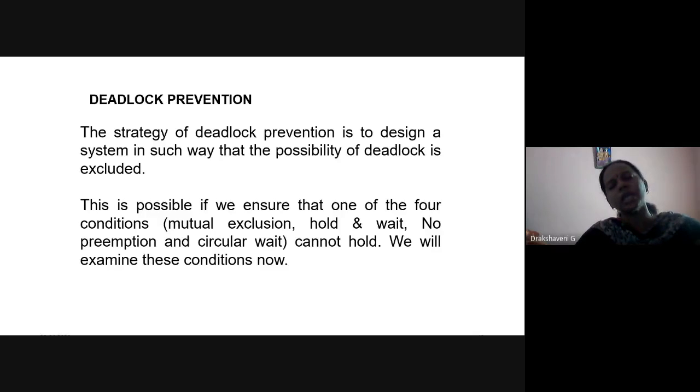So when do we say we can avoid or prevent deadlock from occurring? When we say these four conditions do not hold, it is not happening, then we say we are preventing a deadlock. What are those four conditions which we have already seen? Mutual exclusion, hold and wait, no pre-emption, and circular wait. I will stress, deadlock definitely is one question which will come in your final exam. We will examine these conditions now.